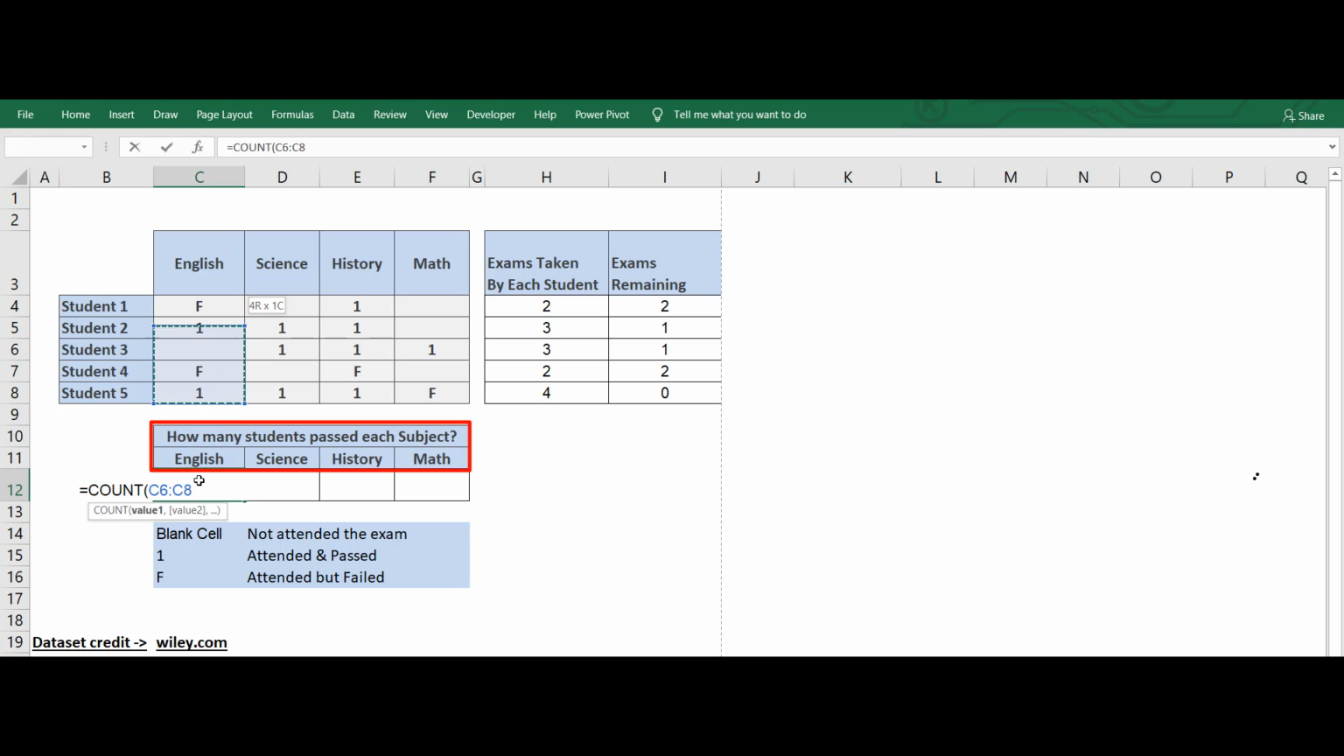COUNT. Yes, 2. Drag it to here. Yes, history, 4 students passed. Yes. And English, 2 students passed the exam. It's correct. Here we go.